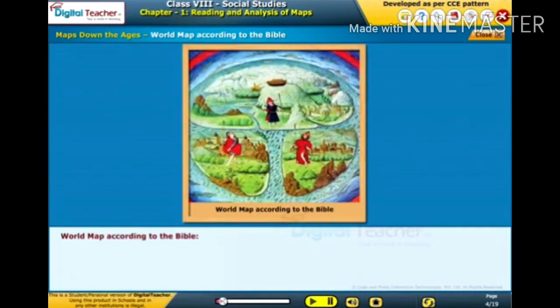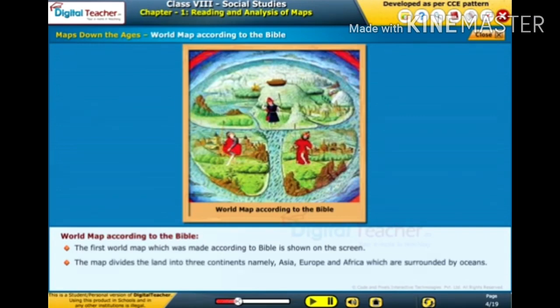World map according to the Bible. The first world map which was made according to the Bible is shown on the screen. The map divides the land into 3 continents, namely Asia, Europe and Africa, which are surrounded by oceans.